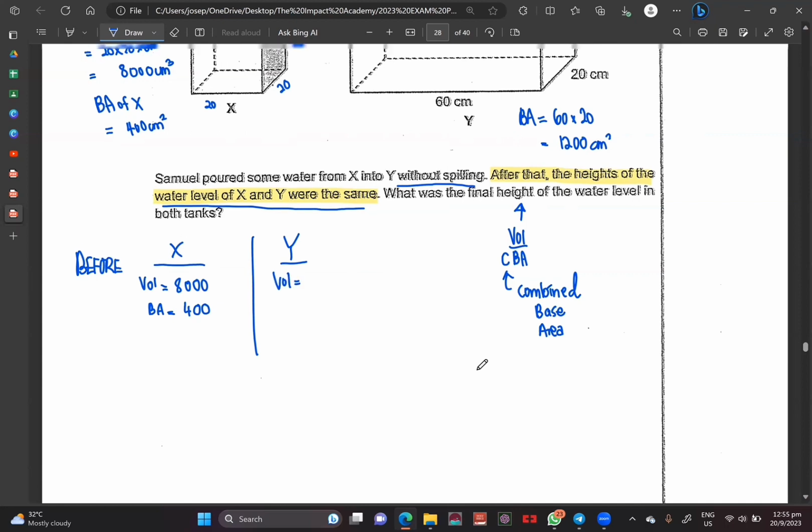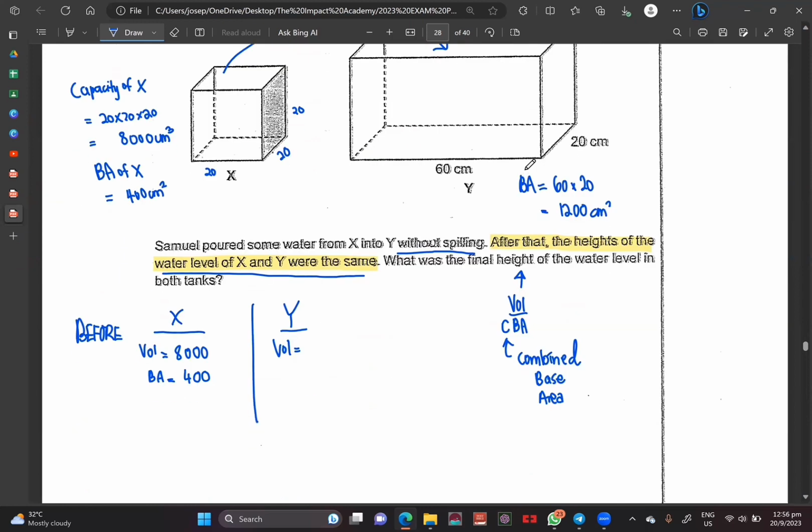In fact, they said that the volume of Y is empty, so we don't even need to write anything over here. For the base area, we know, right? For the base area, it is 1,200. Okay, so what happened was there was some pouring from X into Y, so that is my after.